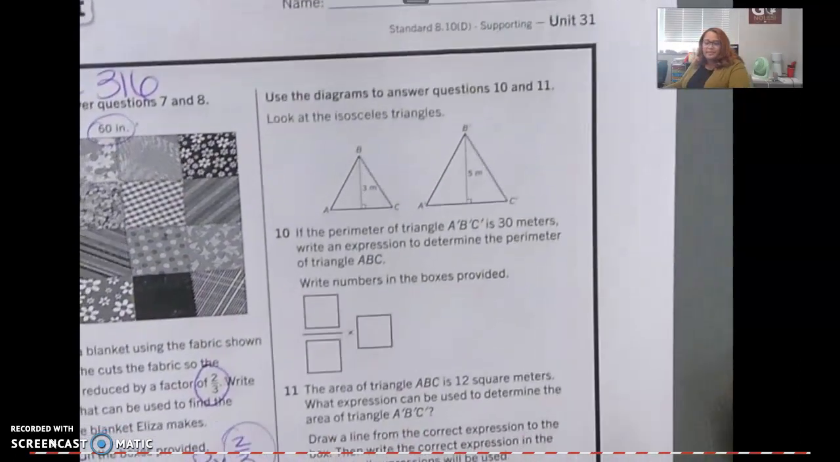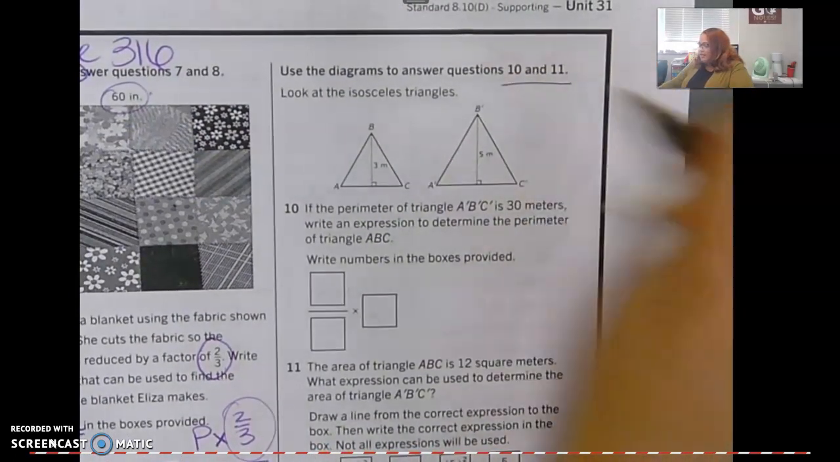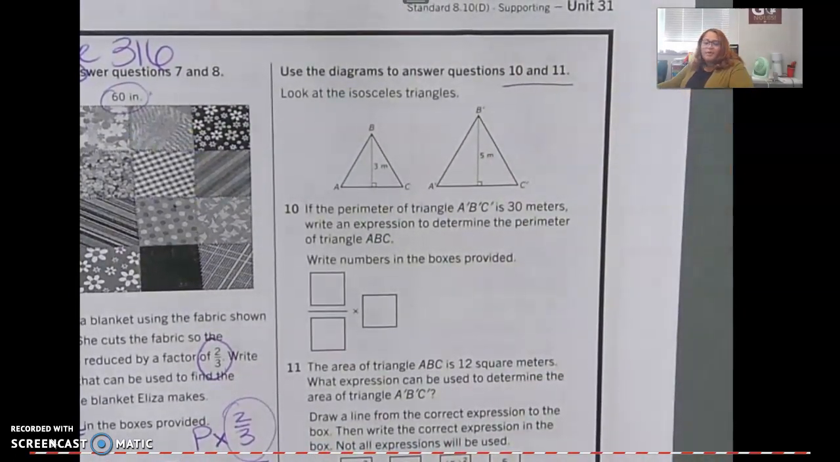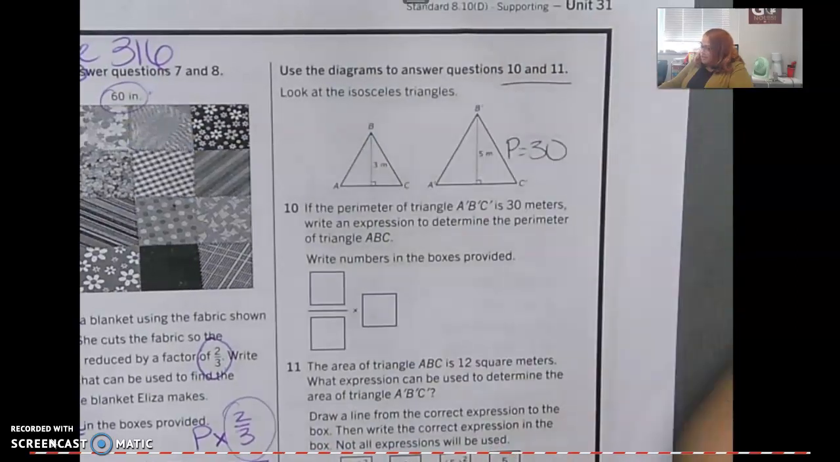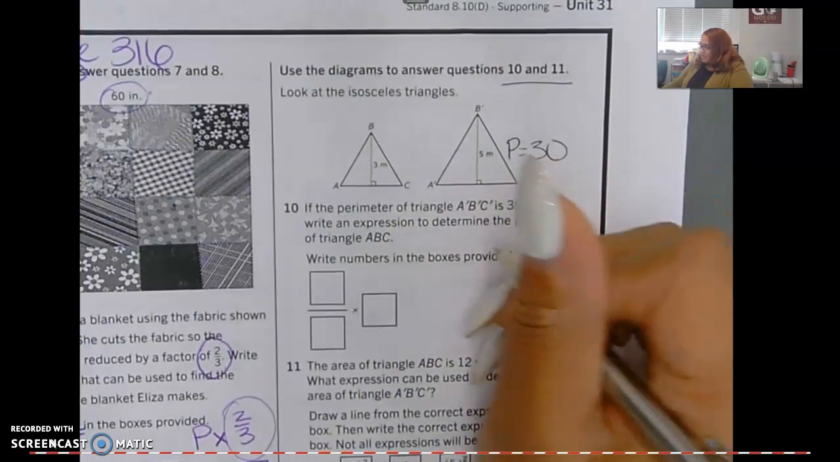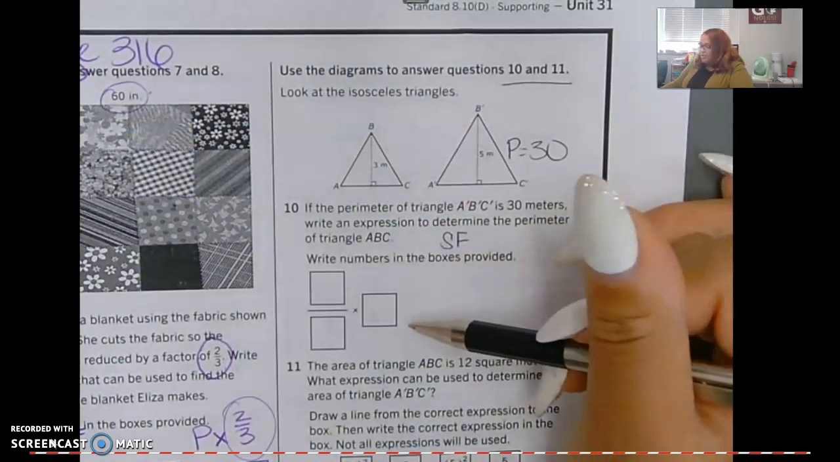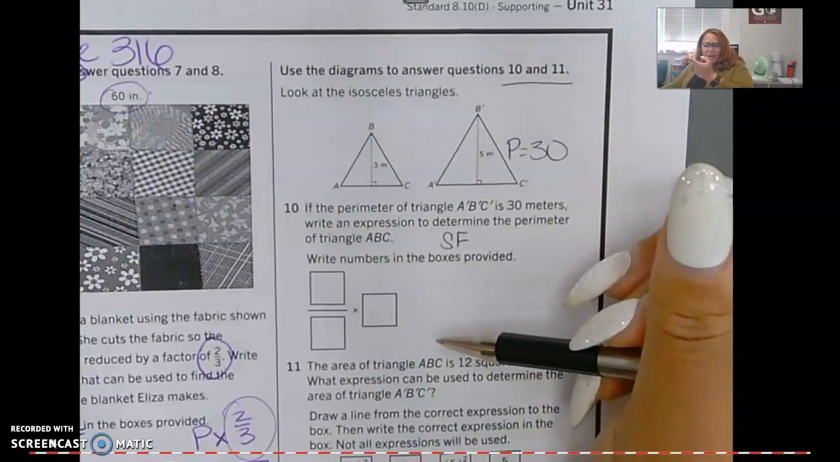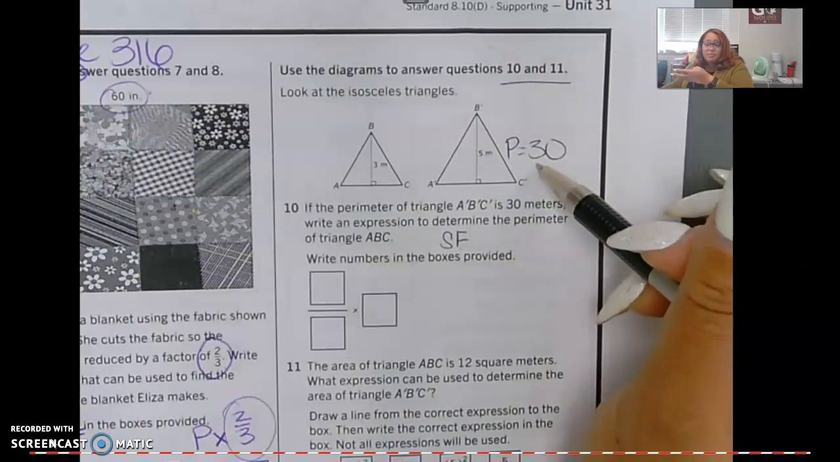Number 10, look at the isosceles triangles. Use 10 and 11 for these triangles. If the perimeter of triangle A prime B prime C prime is 30 meters, that means the perimeter over here is 30. Write an expression to determine the perimeter of triangle ABC. So that means I need to find my scale factor and then figure out its inverse. That means flip it, because I've got to go backwards from my scale factor to get this perimeter.